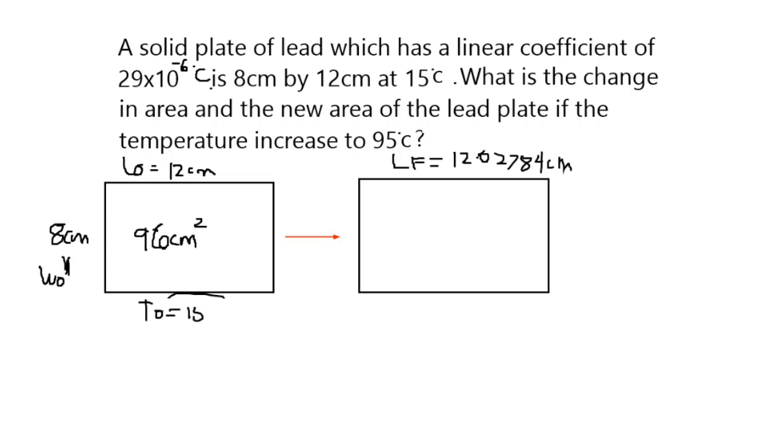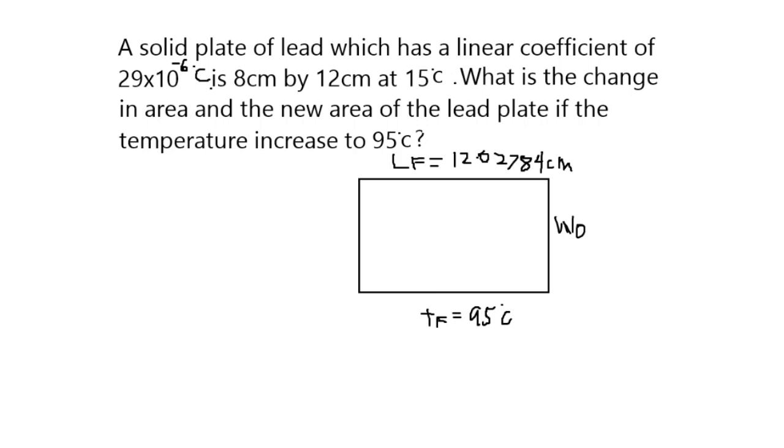So the initial temperature here is 15 degrees Celsius. And the final temperature here is 19? No, it's 95 degrees. Oh my god, I'm kind of sleepy though. Okay. So we're going to calculate the final width. Okay, why did I put L? Okay, there we go. Sorry for the mistakes that I'm doing.